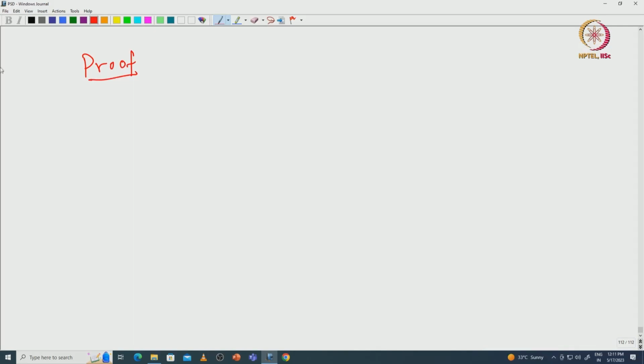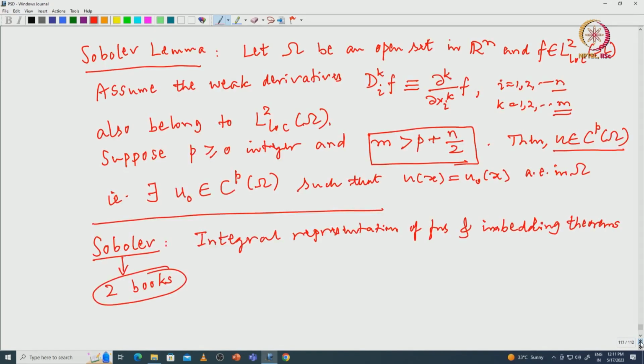Okay, so it is important. This, the Sobolev lemma, is proved in several books, but also under different hypotheses. Generally they state this as a result in H^m or W^{m,p}. Okay, W^{m,p}, that is also.